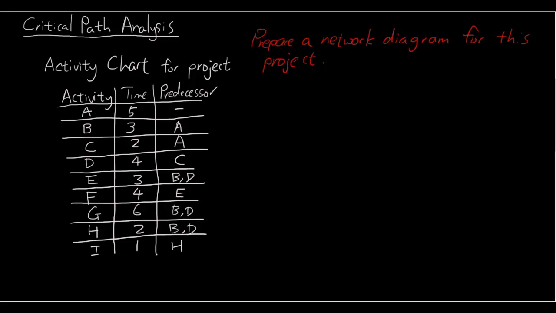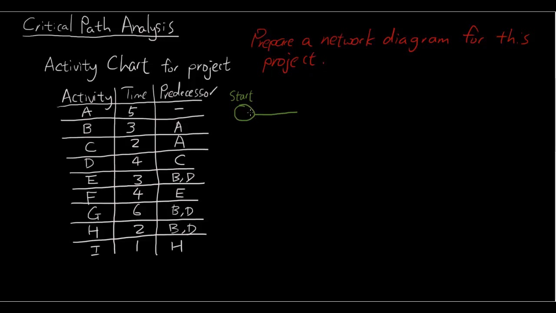Okay, so how do we draw a network diagram from this activity chart? Well, firstly, we're going to have a starting node. So if you have done some work on networks already, you would know what nodes are. In this case of critical path analysis, each node represents the starting point of an activity. Okay, so it doesn't represent the activity itself. The activity itself is represented using an arc.